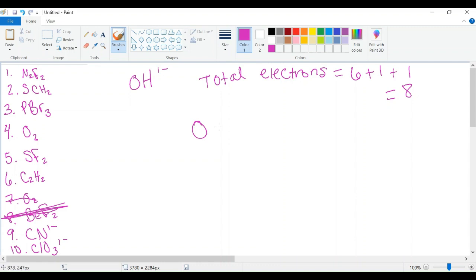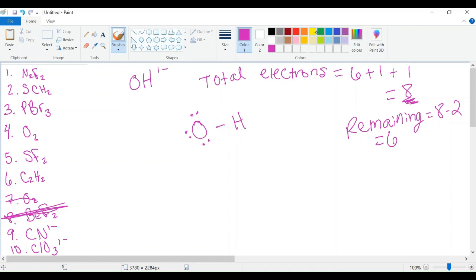I draw my skeletal structure. Then I figure out how many remaining electrons I have. I have the 8 I started with minus the 2 that are used up in this bond. So I've got 6 left. I'm going to put them all on my oxygen because hydrogen really doesn't want any extra electrons. And again, would you look at that?